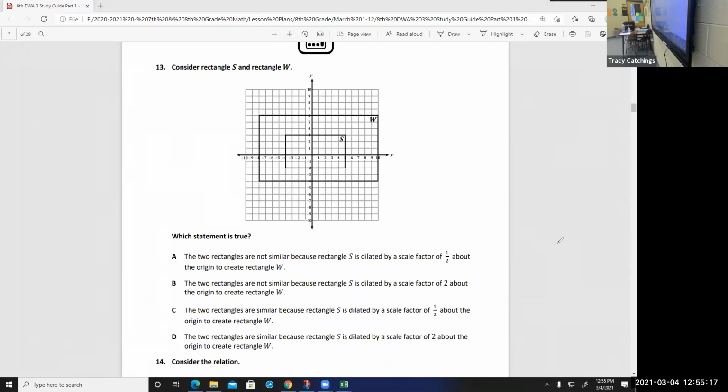All right, 13 says, consider rectangle S and rectangle W. Which statement is true? Now, when I look at it, I recognize the first words that are different.